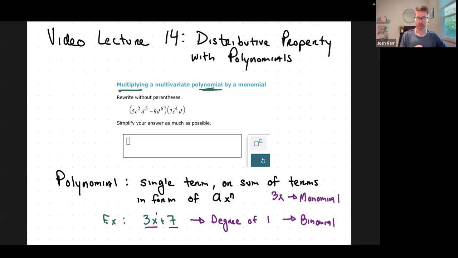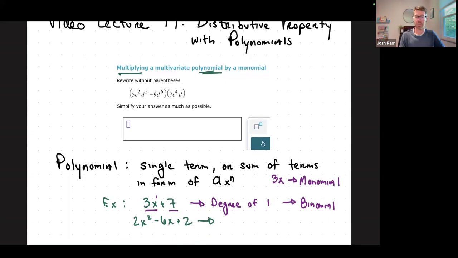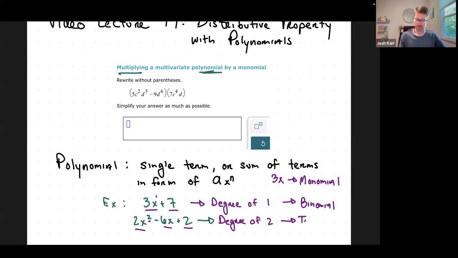And then the last one we'll talk about is if you were to happen to see something like this in the future. Spoiler alert. Remember, our degree is named by whatever our highest power is. In this one, our highest power is a 2, so this would be a degree of 2, or a second degree polynomial. And this one has 3 pieces. So what do you think it's named in terms of its terms? It's a trinomial.